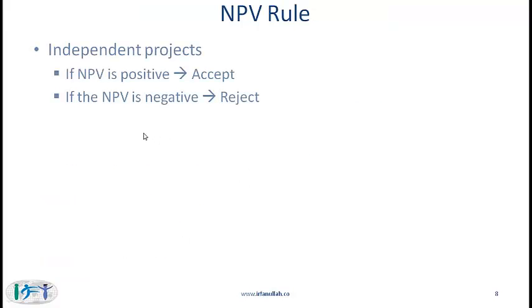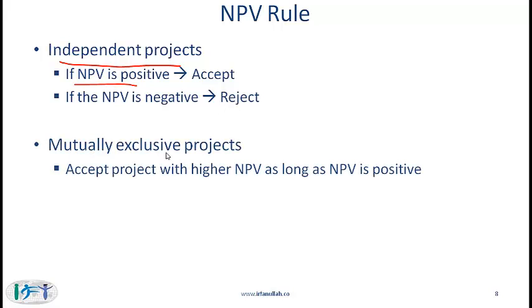The NPV rule. For independent projects, this is where you simply need to make a decision on each project independently. The NPV rule is as follows. If the NPV of a project is positive, then you accept. If the NPV is negative, then you reject. And I have spoken about this a few times already. For mutually exclusive projects, this is where you need to make a choice between multiple projects. There, obviously, it makes sense to accept projects with higher NPV as long as NPV is positive.